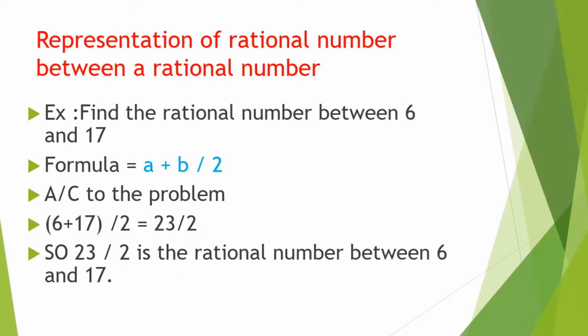Representation of rational numbers between numbers. Here is an example, a question. Find a rational number between 6 and 17. This is the formula to insert a rational number, a plus b by 2. According to the problem, a and b are 6 and 17. So 6 plus 17 is equal to 23. 23 by 2 is the rational number between 6 and 17.